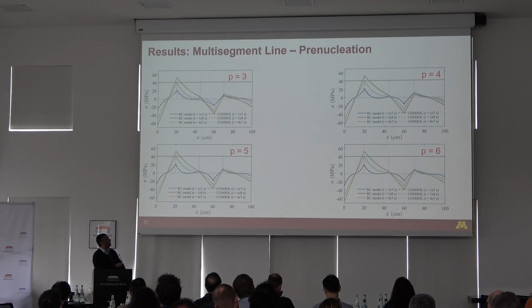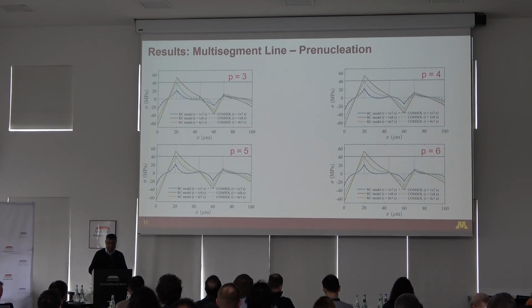Okay. This is just an example of what this looks like. This is the order of the reduced order model. And you can see that as you go from a lower order model, you have some inaccuracies here, to a higher order model, you get pretty accurate solutions.